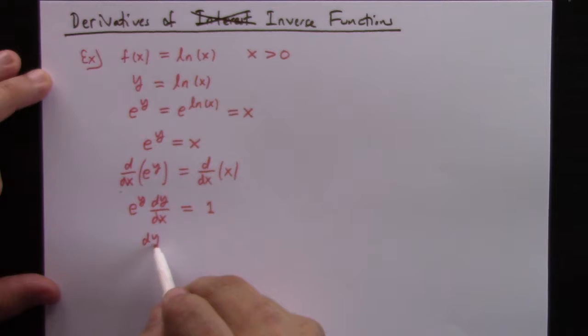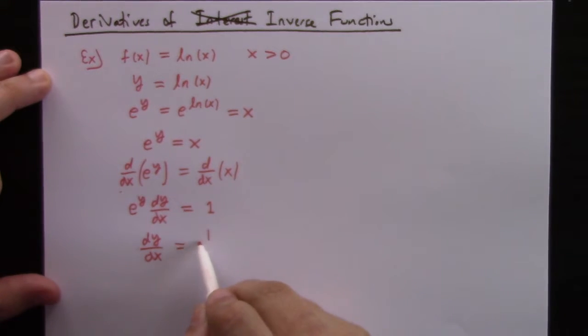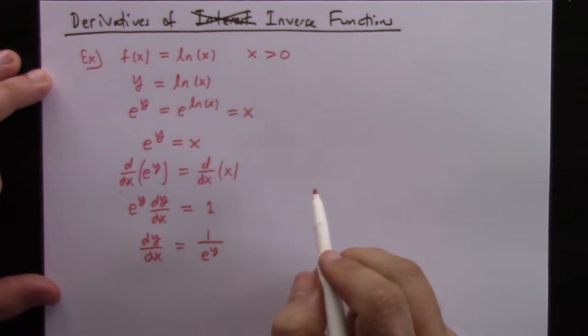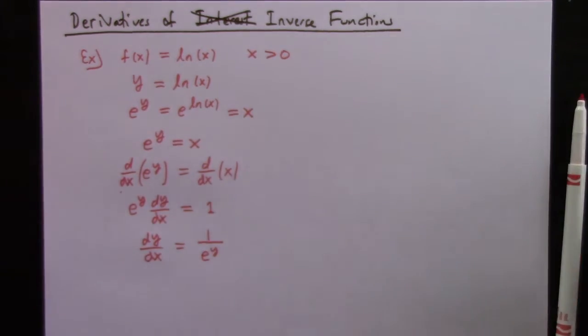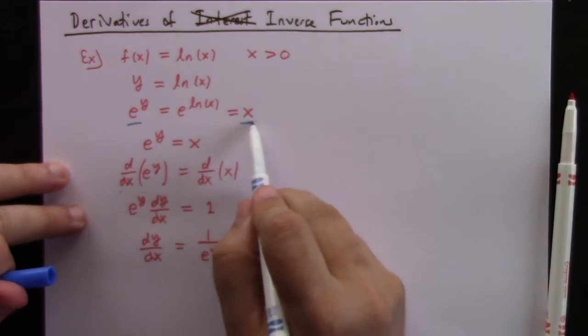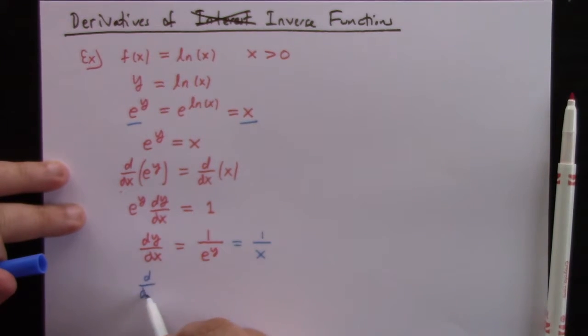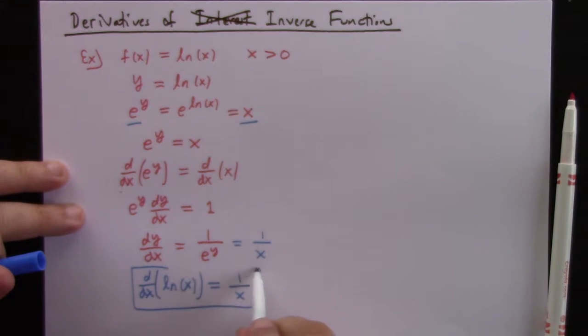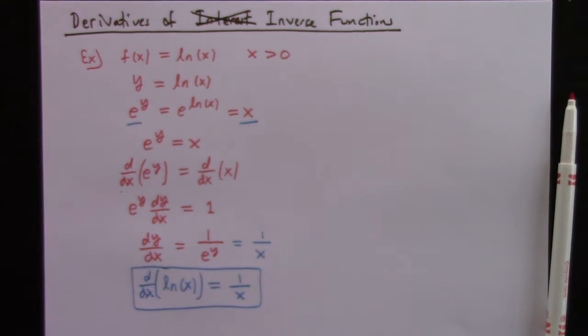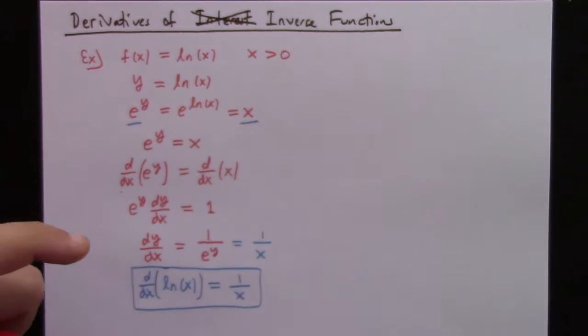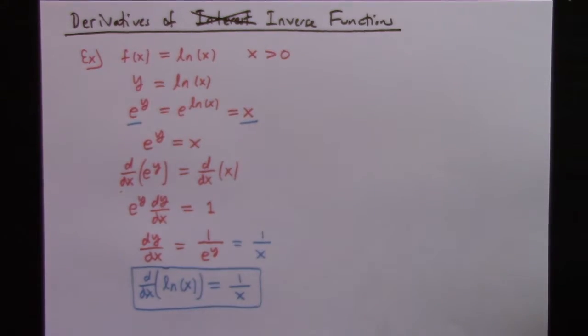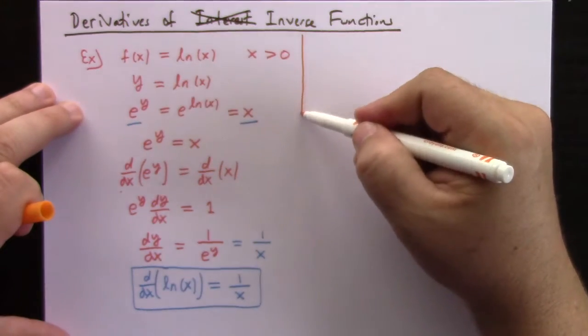So, lo and behold, we have dy dx is 1 over e to the y. But wait a second, e to the y, you will recall up here, is exactly x. And there you have it. d dx of ln of x is equal to 1 over x. That's how to derive the derivative of the natural log, if you, for example, forgot it. But I would recommend that you just know the derivative of natural log is 1 over x. That would be a wise thing to commit to memory.